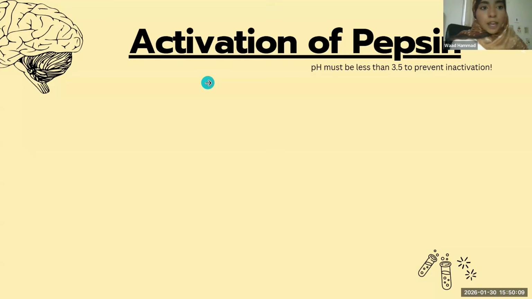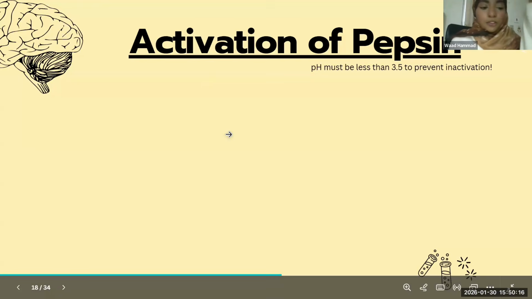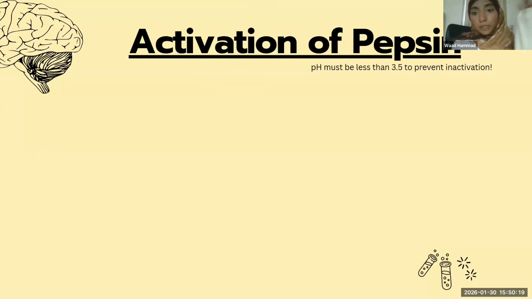Okay, so now that we have finally finished the regulation of acid, we're going to be talking about the activation of pepsin, which is pretty straightforward, pretty simple. So first thing I want you to note about pepsin is that if the pH is more than 3.5, it will inactivate the pepsin. So pepsin will no longer be effective at a pH higher than 3.5. That's because the pH needs to be very low for it to no longer be in its zymogen form.